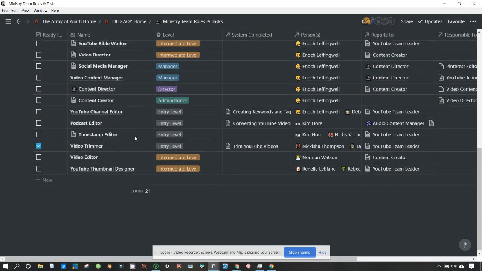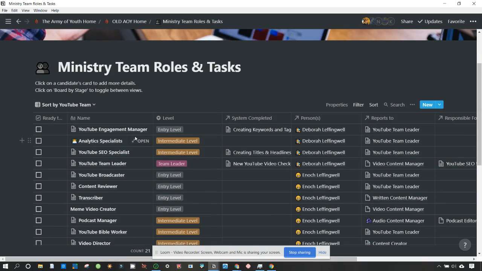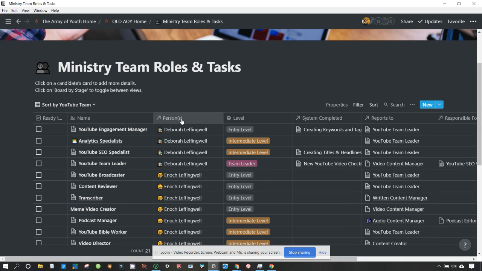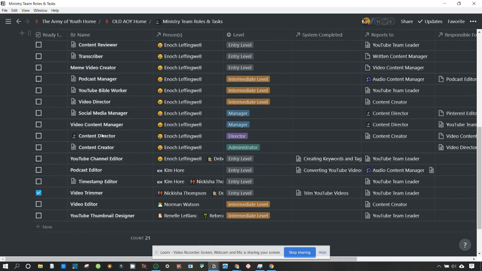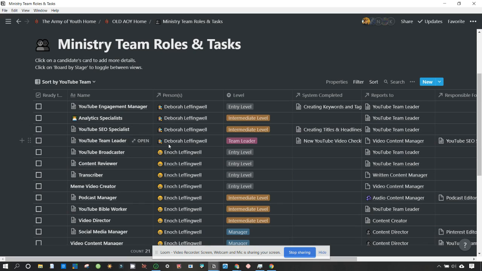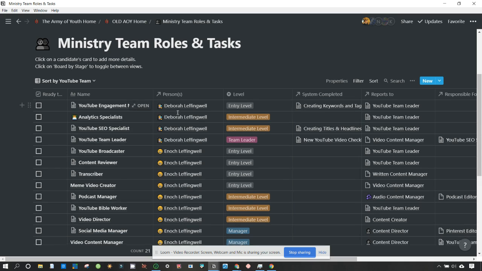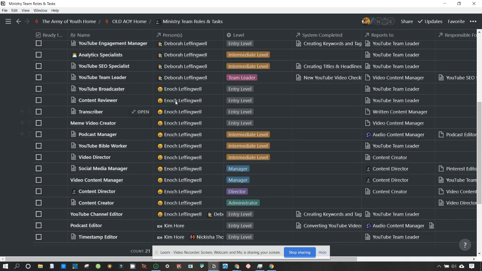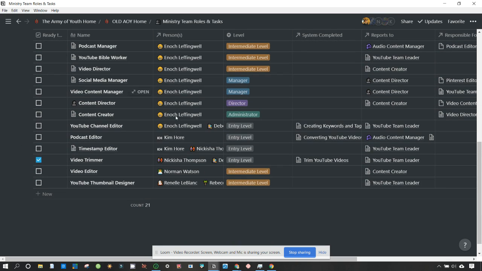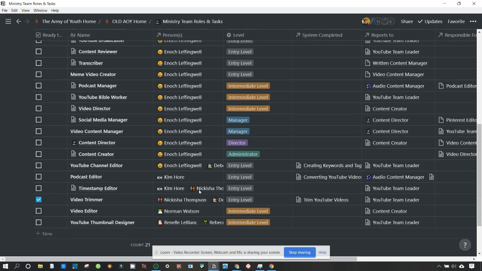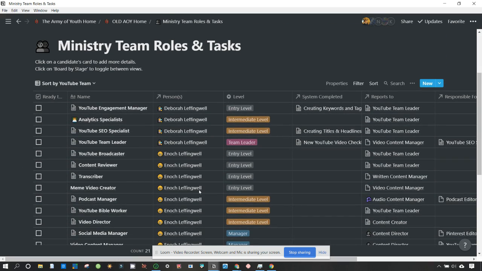So we've got our list of roles down here, and it looks like we got about 21 people. And then we've got our names here. And we find that based on the ones that people know how to do, we've got mom's name on some of these. She's a YouTube team leader. I'm teaching her how to lead the team and how to develop the people. And my name is on some of these because I have to learn, or I have to put together the systems on these. And then Kim is helping, Nikisha has helped, Norman is doing things, and Renelle and Rebecca, they've definitely helped with the thumbnails, so they have skills in those areas as well.